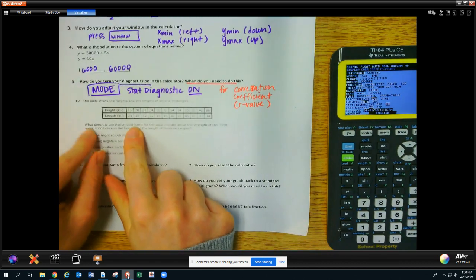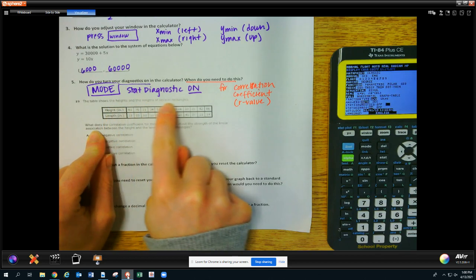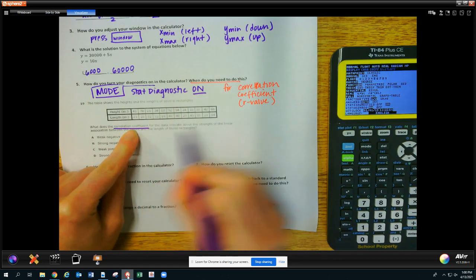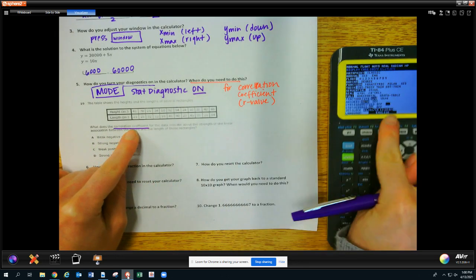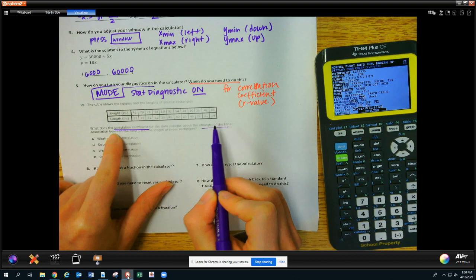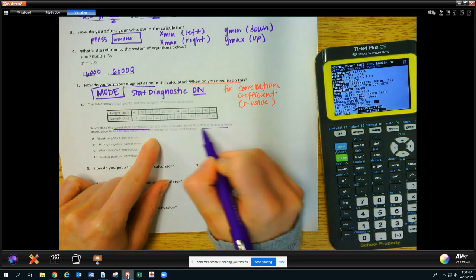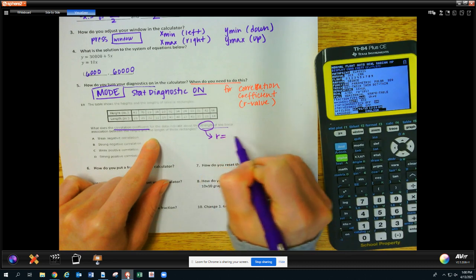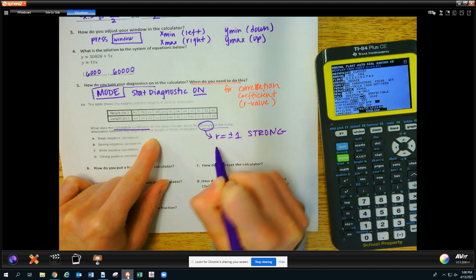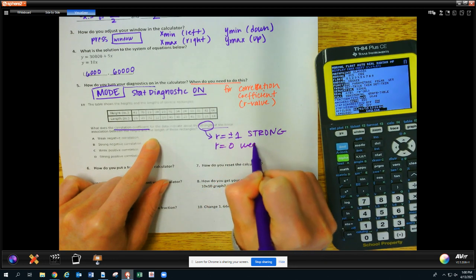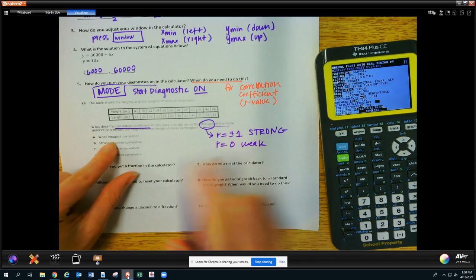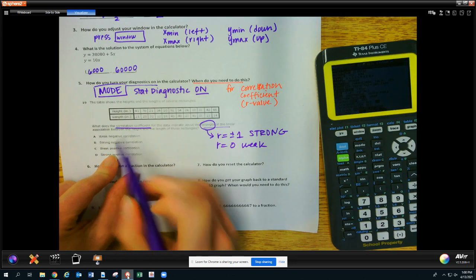Okay, so here's an example. The table shows the height and the lengths of several rectangles. What does the correlation coefficient for the data indicate about the strength of the linear association between the height and the length? And so that tells me I need to turn stat diagnostics on. So remember, the strength, R equals positive or negative 1, is strong. R equals 0 is weak. The closer you are to 0, the weaker you are. You can ignore the positive and negatives, except for when you're trying to answer here, negative, positive.